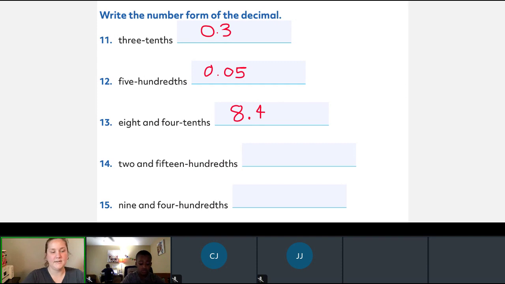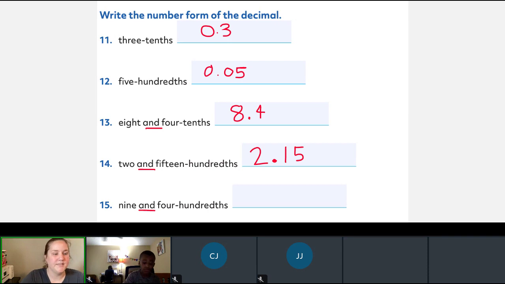All right, number 14, you have 2 and 15/100ths. Y'all look at this. Anytime you see the word and, you know you're going to have a whole number before the decimal. Okay, so 2 and 15/100ths, we're going to write our 2 first, then our decimal, and then the fraction 15/100ths is 15 over 100. So we're going to write 15 because that goes into the hundreds place. So 2.15.